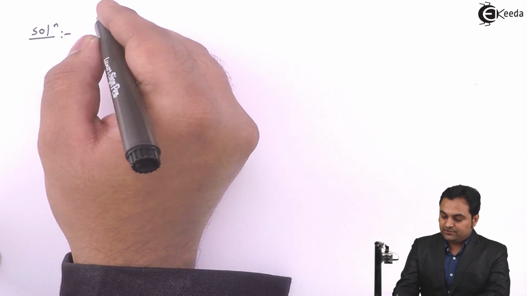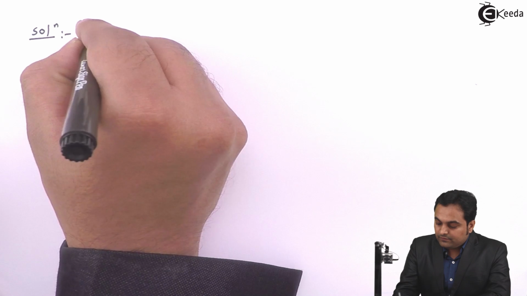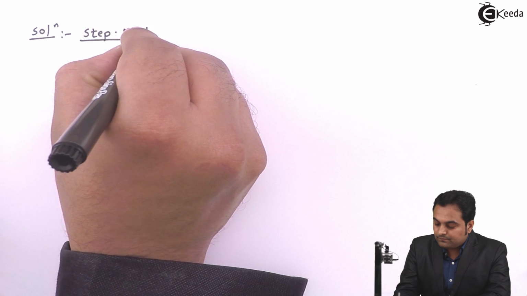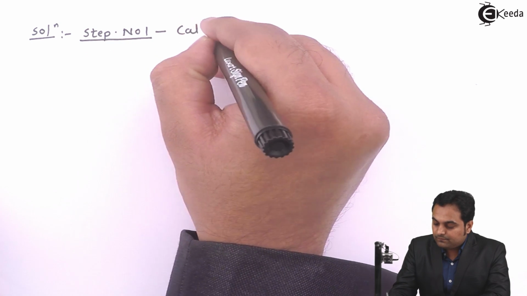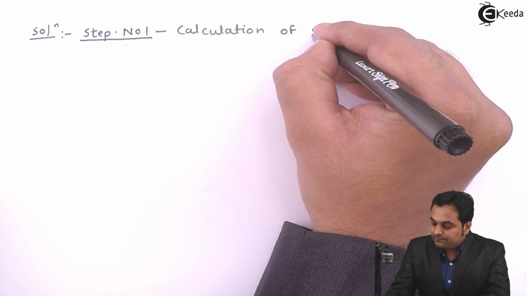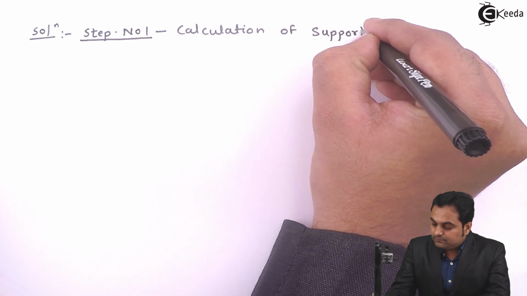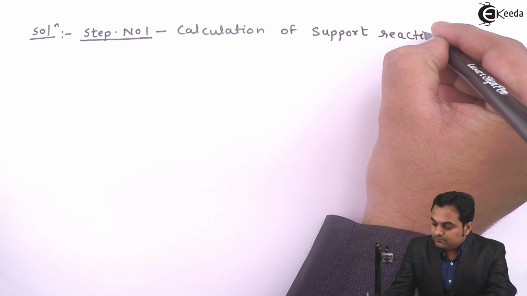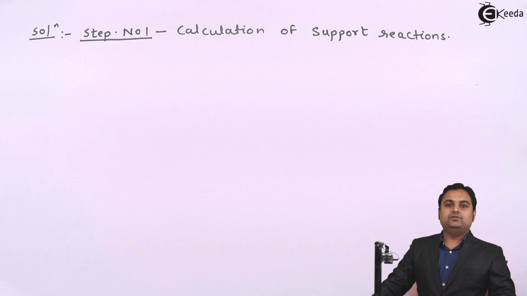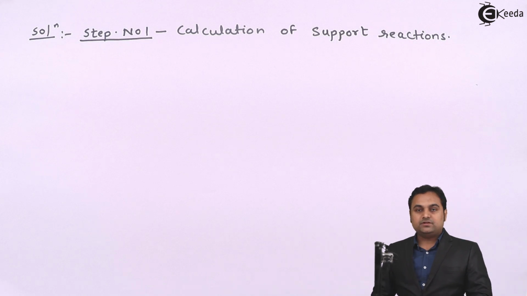So in the solution part, this problem will be solved in 3 simple steps. First, step number 1: calculation of support reactions. In this step number 1, I use the condition of equilibrium to get the support reactions.